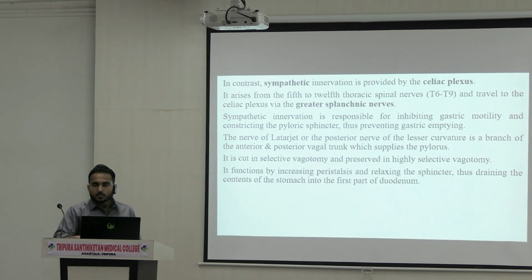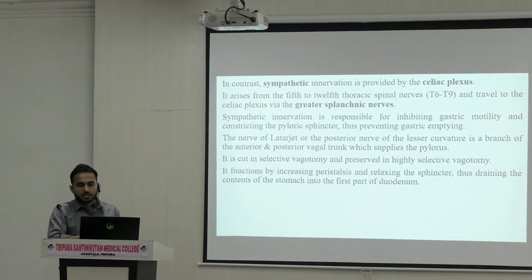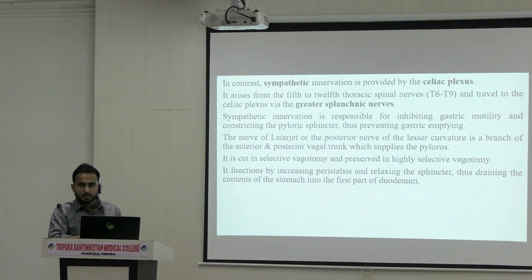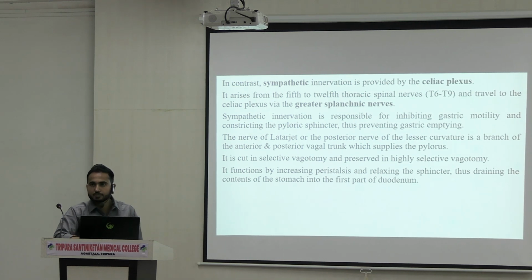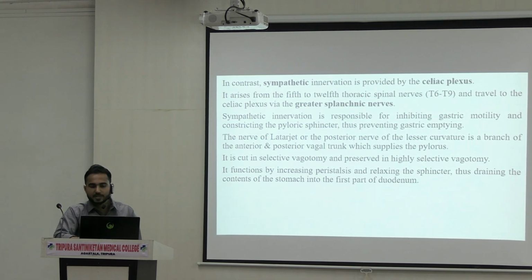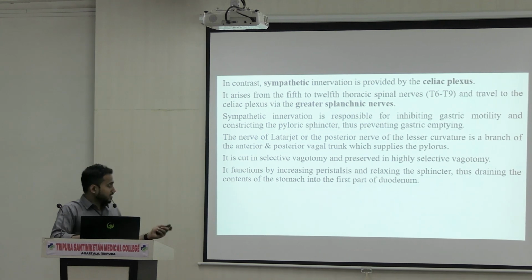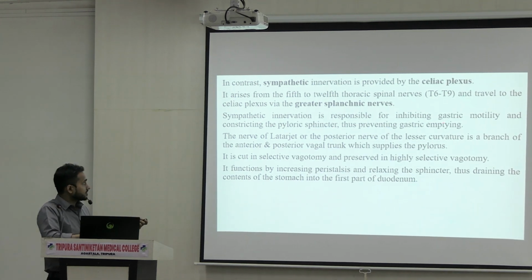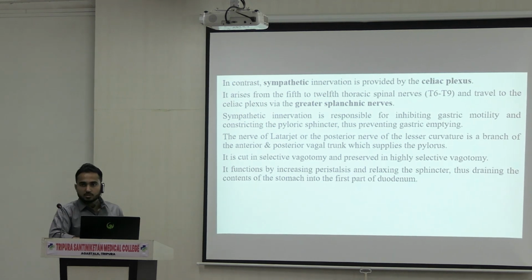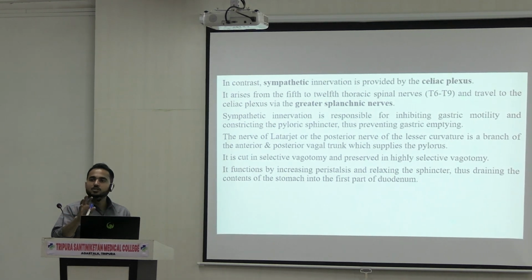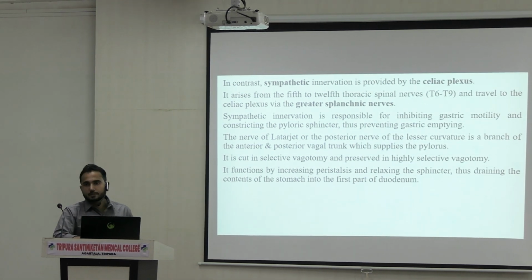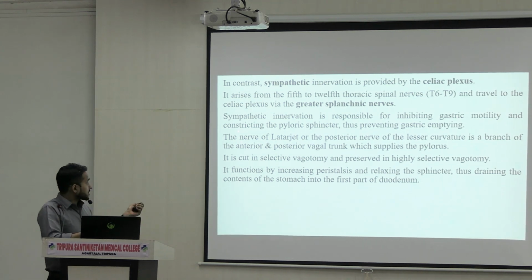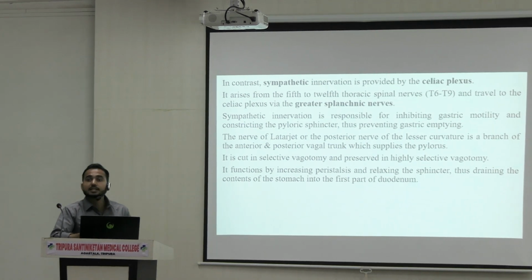Next is the sympathetic division. Now the sympathetic division is provided by the celiac plexus. Here the fibers are coming from the T6 to T9 segments of the spinal cord, and from the greater splanchnic nerves. The sympathetic innervation is responsible for inhibiting gastric motility. That means the peristalsis movement, it will inhibit the movement. So just compare, it will be opposite to the parasympathetic division. Next, it will constrict the pyloric sphincter, thus preventing gastric emptying. It means it will delay gastric emptying.